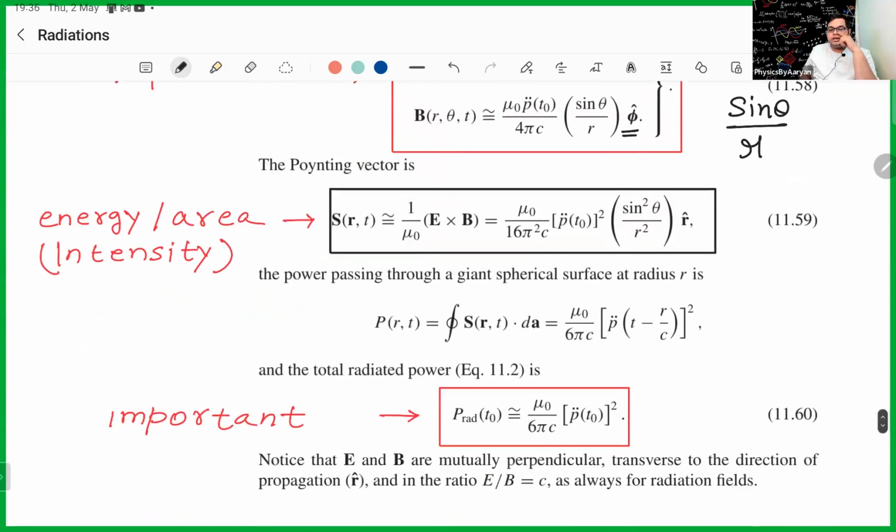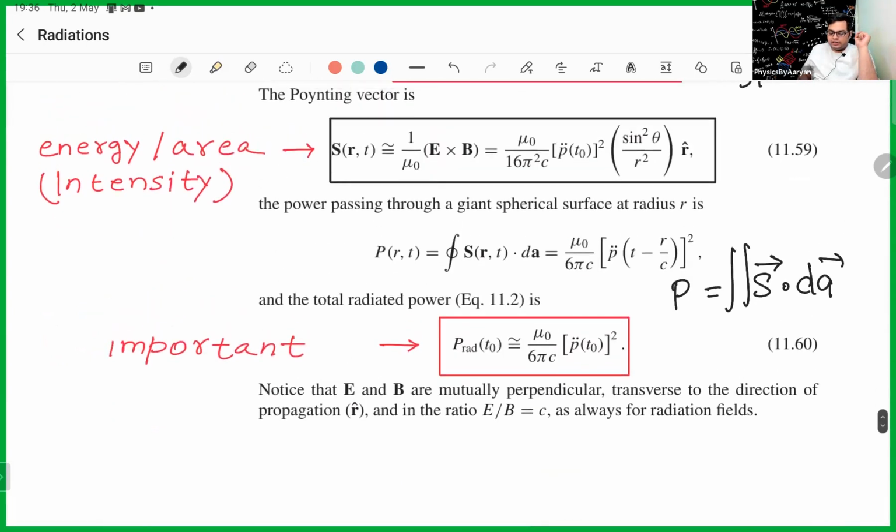And if you want to find the total power, you have to do the integration of S dot dA. If you do the integration, the final result that you get is this, and this is the most important result you need. P radiation is equal to mu naught by 6 pi c times p double dot squared. If you know this result, then everything else can be forgotten.